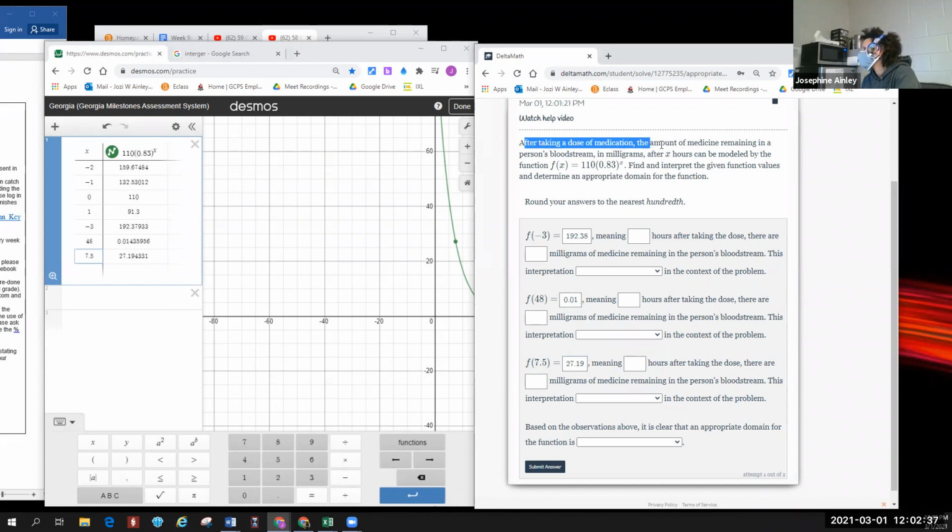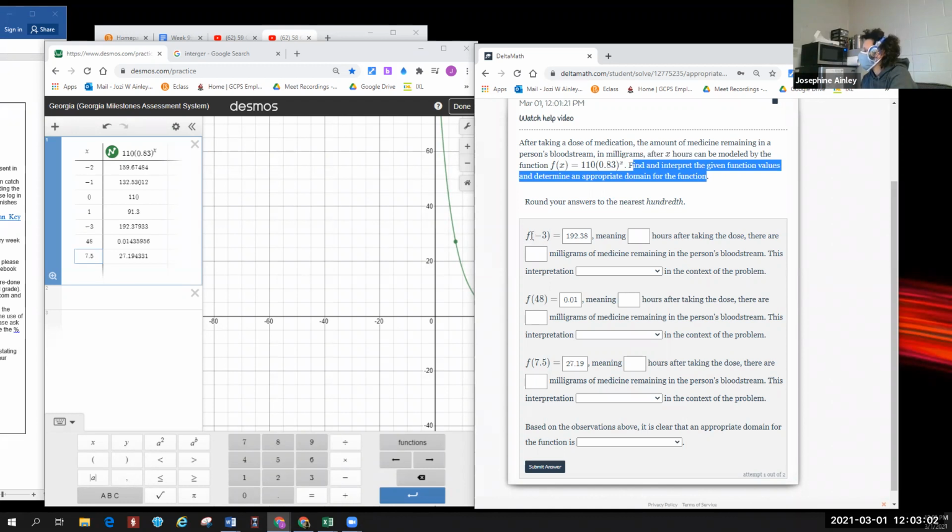After taking a dose of medication, the amount of medicine remaining in a person's bloodstream in milligrams after x hours. So x is hours. So already when you're thinking about domain, think in terms of, can you have 5.5 hours? Can you have radical 5 hours? Start thinking in that kind of general sense. So it's modeled by the function, find and interpret the given function values and determine the appropriate domain.